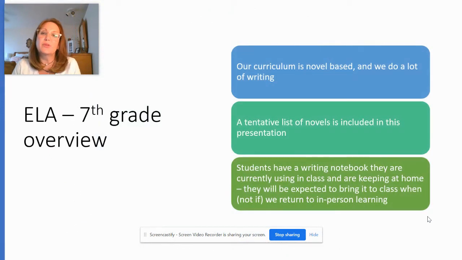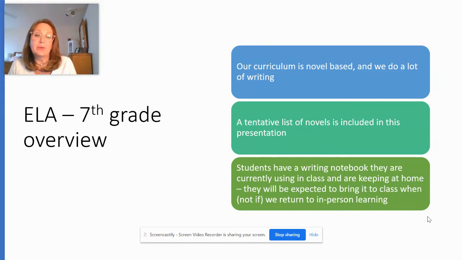So this is an overview of 7th grade. Our curriculum is novel-based, and we do a lot of writing in my class. A tentative list of novels is included in this presentation. I say tentative because right now we're in distance learning, we will be back in school, and my list of novels that will be available to me will change.